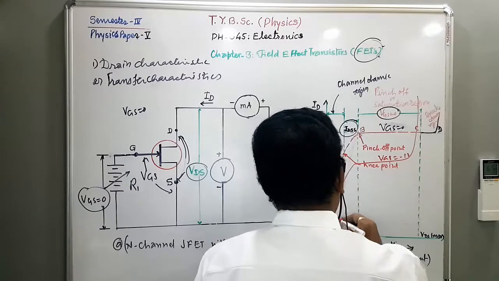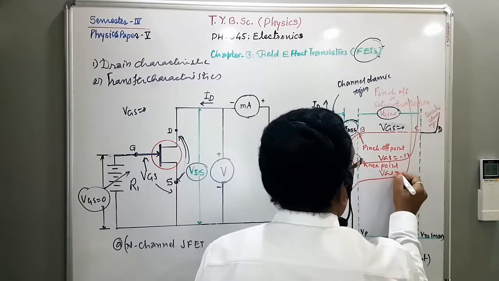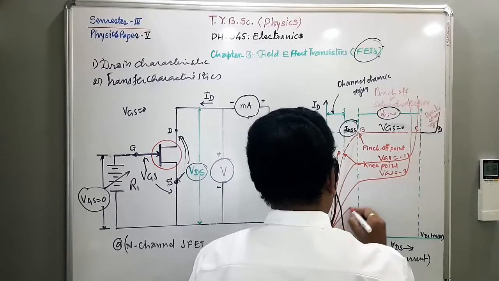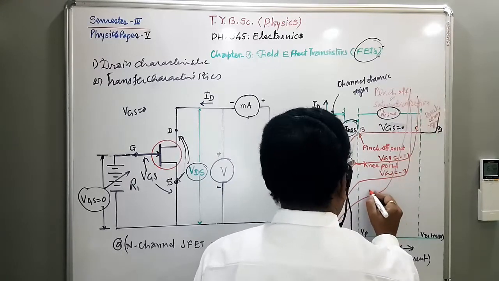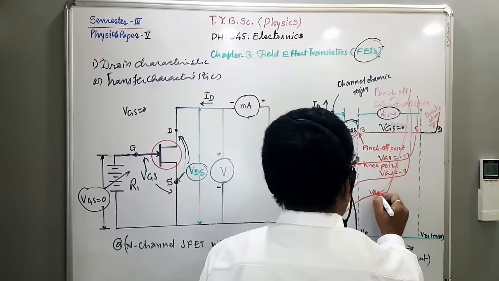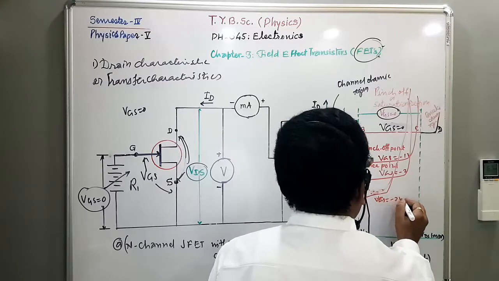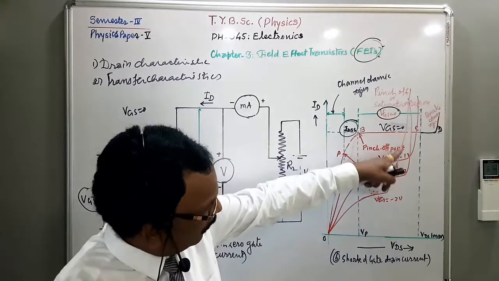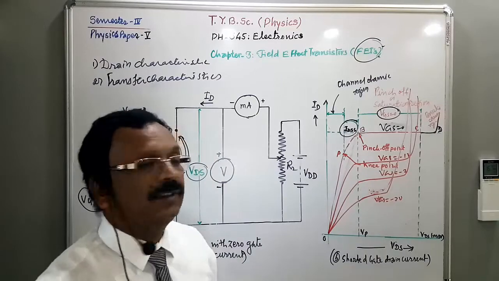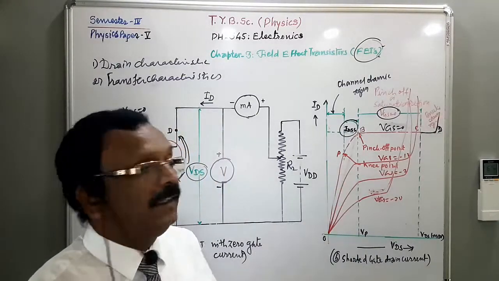Now if we again repeat, this is VGS is equal to minus 2 volt. This is VGS is equal to minus 3 volt. In this way, 0 volt, minus 1 volt, minus 2 volt, minus 3 volt. These are the drain characteristics.